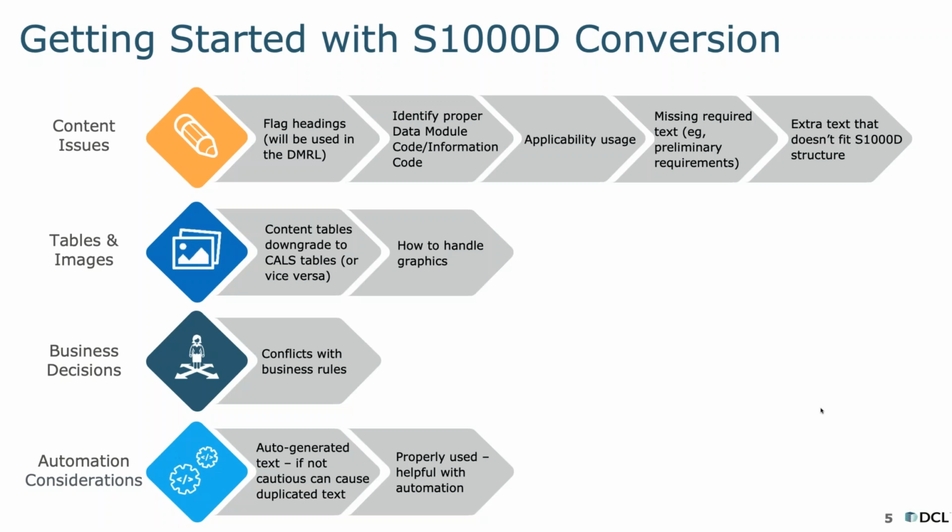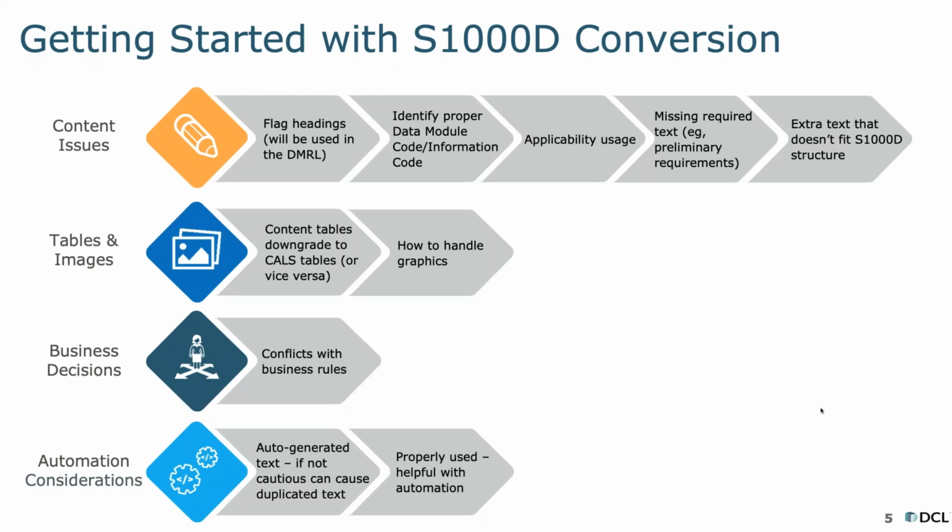Missing or required text is always something that scares people when migrating data. Missing text is not only text dropped during the text extraction, it's also text that is missing in the legacy data that is required in S1000D, like all the preliminary requirement data.